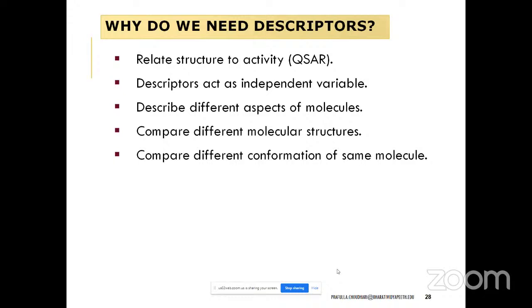Now the descriptor can describe different aspects of the molecule in a single way. They can compare different molecular structures. They can compare different conformations of the same molecule. That's why we require a terminology which is known as a descriptor, which is the mathematical expression of the physiochemical properties of that particular system.